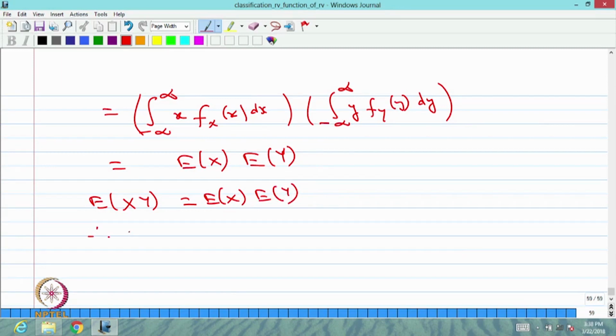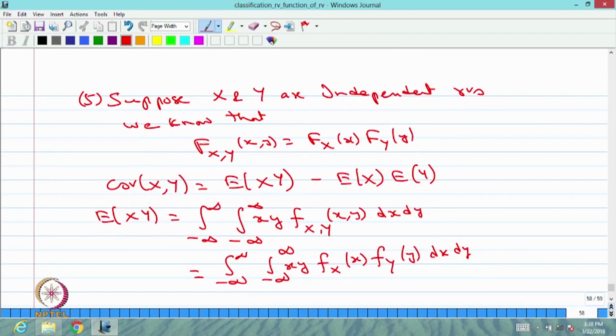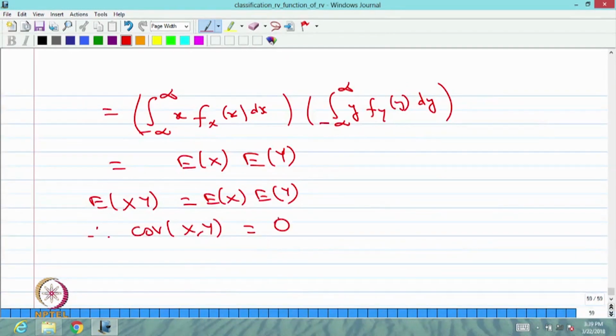Therefore, if two random variables are independent, then the covariance between x and y is the same as expectation of x y minus expectation of x into expectation of y. But just now we got the result that expectation of x y is the same as expectation of x into expectation of y. Therefore, the covariance becomes 0. This is the fifth result. That means if two random variables are independent, the covariance is going to be 0.